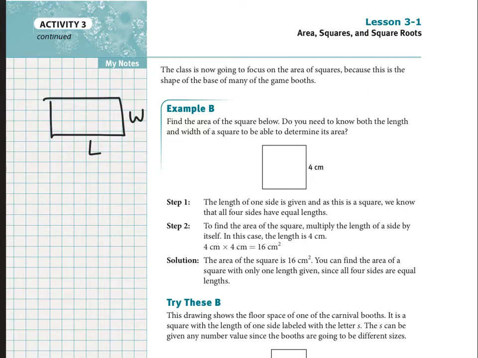So if we look at example B here, do we need to know both the length and width? You don't have to be given both, right? Because if it's a square and they give you one side, we know in a square all 4 sides are equal, or congruent is the fancy word. So I know that every single side is going to be 4 centimeters. So in this case, if one side is 4, that's all we need. Multiply it by itself, right? You still do a length times a width to get an area. It just happens to be both numbers are the same. So the area of this square would be 16 square centimeters.